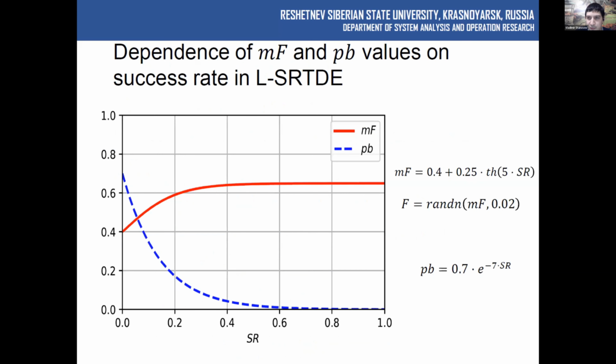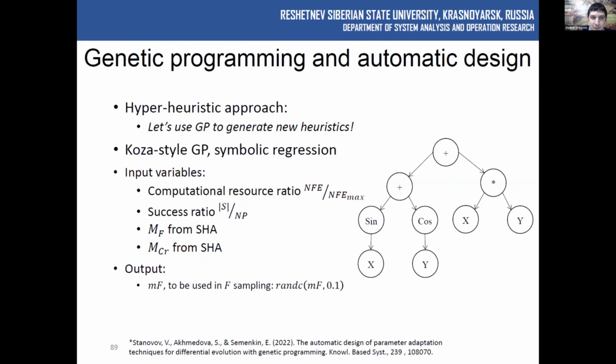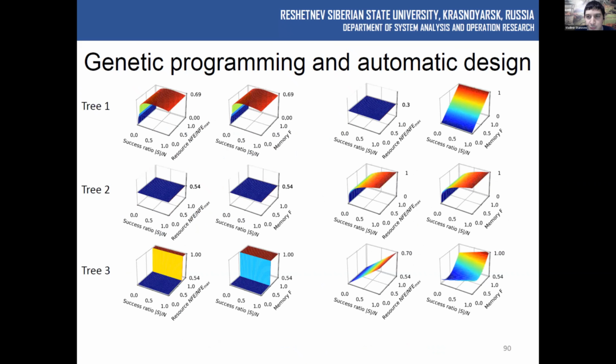And you may ask, what is this? Yes, so on the x-axis we have SR, success rate, and on the y-axis we have F values and p-best values. Where did this come from? Well, I did not propose it just from my head, because the approach for this was again genetic programming. I tried to design new parameter adaptation techniques, especially for LSRT-DE, with genetic programming. And this is what it gave as a result.